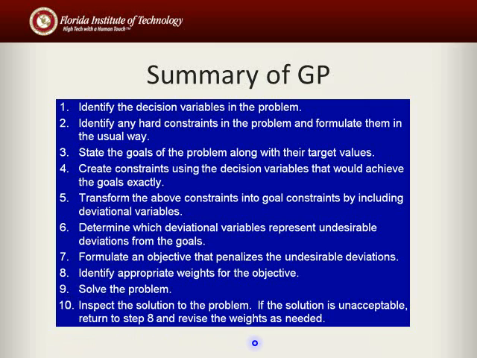So inspect the solution, and if this solution is unacceptable, then go back to step number 8, where you change weights, which represent levels of importance. You rerun the model until you find a solution that is acceptable to you or the decision maker. So this gives you a step-by-step approach of solving goal programming problems. And we went over different objective functions that you can use to specify your goal programming solutions.